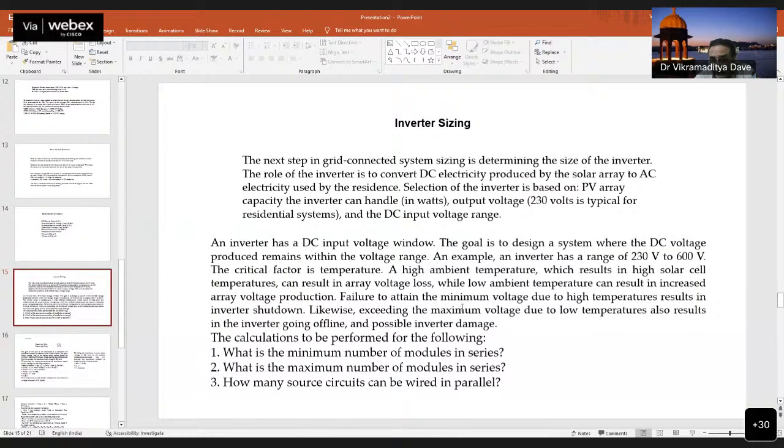So after selection of the array, okay, selection of the solar array, we have to select the inverter sizing also. Okay, so in the inverter what happens, what is the input of the inverter? Input of the inverter will always be solar DC, the DC generated by the solar system, and output will always be AC. That is what the function of the inverter is.